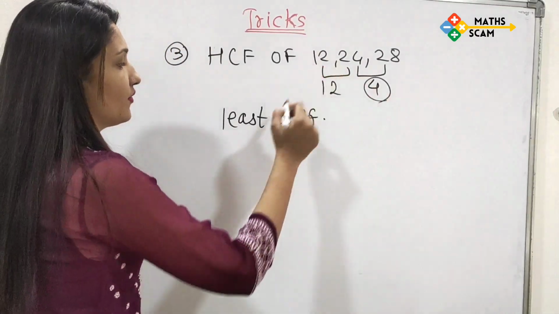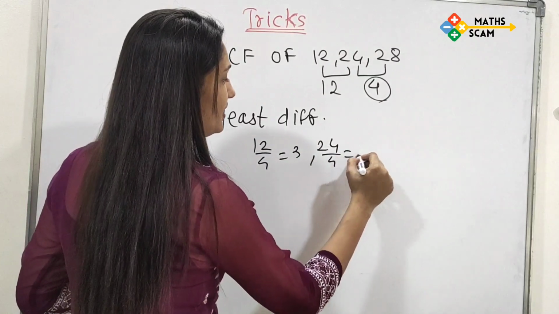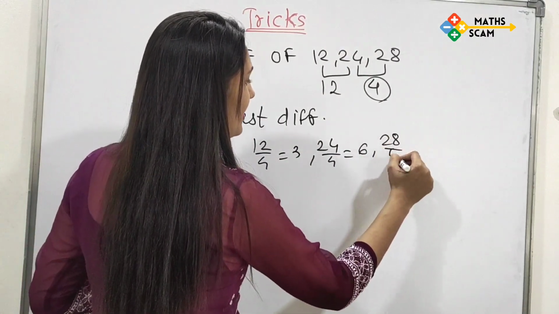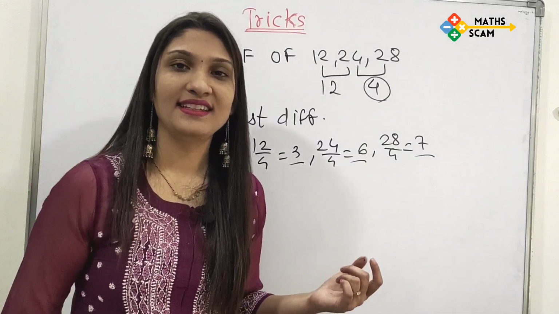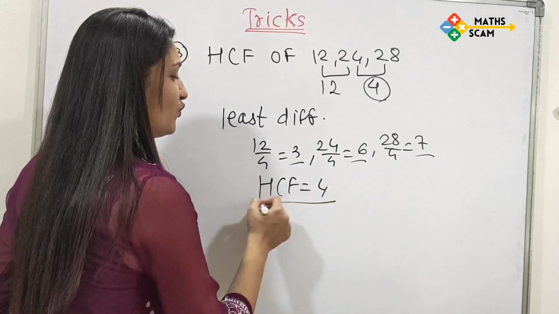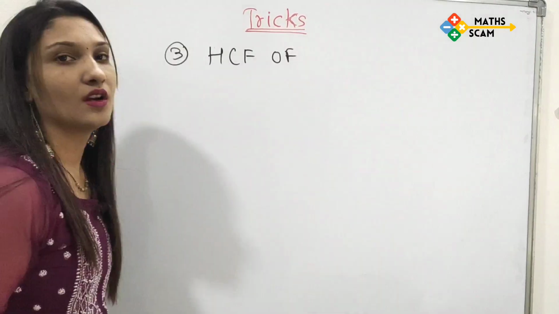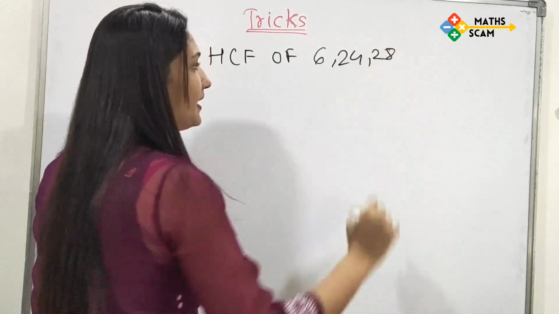Can 4 divide all the numbers in exact number? First check. 12 by 4 is 3. 24 by 4 is 6. 28 by 4 is 7. We got all the exact numbers? Yes. That means HCF is 4. Okay. What if the numbers are 6, 24, 28?